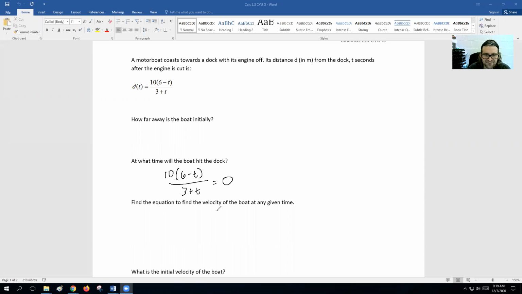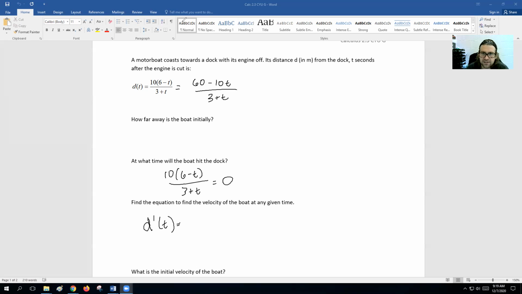All right, find the equation for the velocity of the boat at any time. Well, if distance is the formula, the rate of change of distance is the velocity. So what we need to do here for this problem is find d prime of t. And there's no way to go around this. You will have to do the quotient rule. The only thing I might change is make this a 60 minus 10t over 3 plus t. That might be a little bit easier, a little bit less messy, and you won't have as many sets of parentheses.